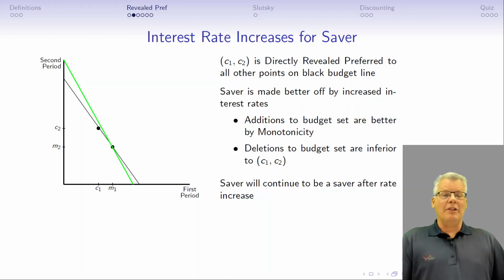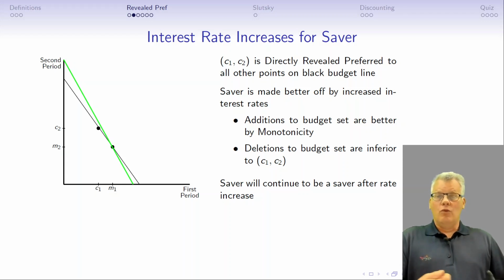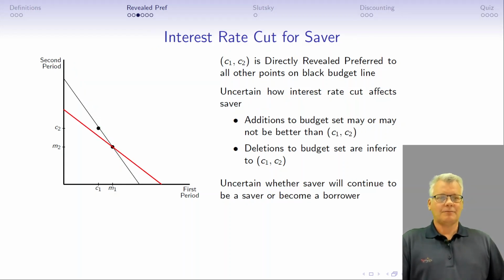They're unquestionably better off. The other thing that we can say with certainty is that this consumer who started as a saver will continue to be a saver after the interest rate increase, right? So to become a borrower, they would have to move to a point that's southeast of M1, M2. If they did that, they would violate WARP, right? So we don't want that.